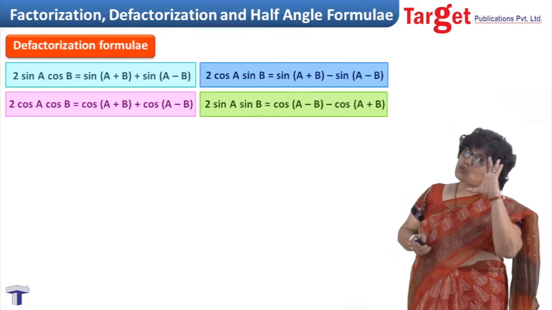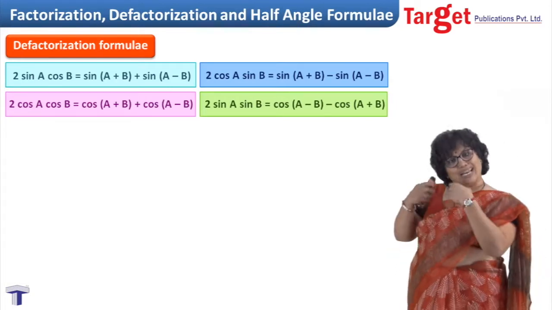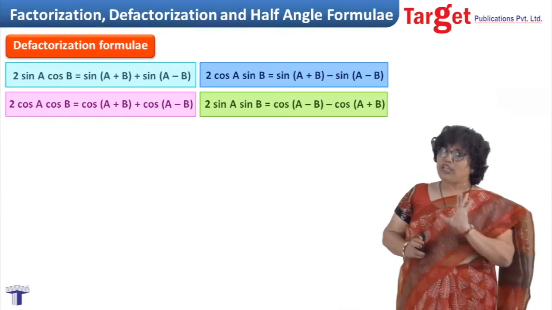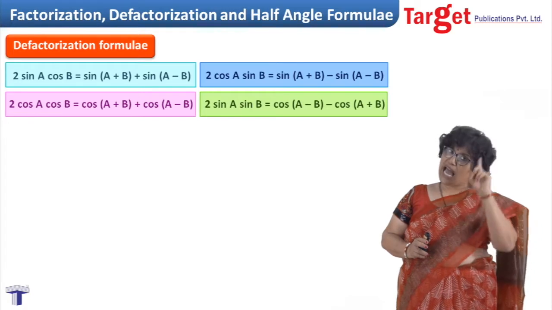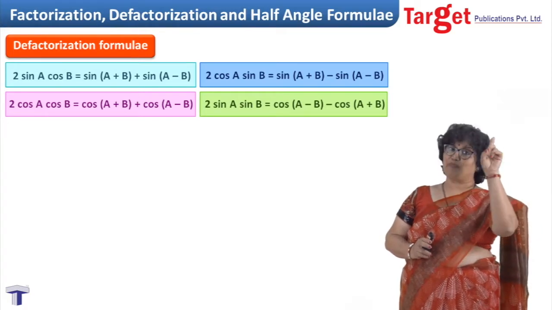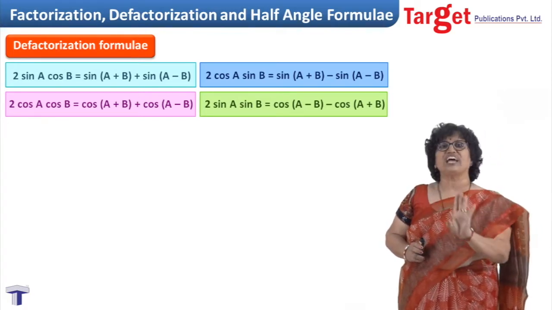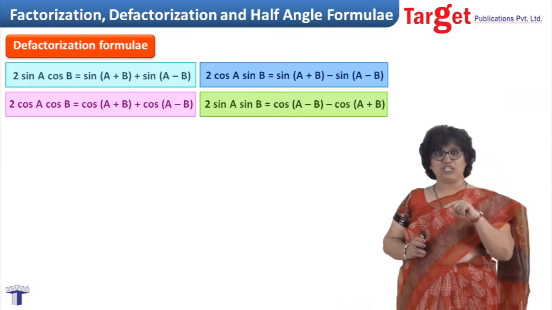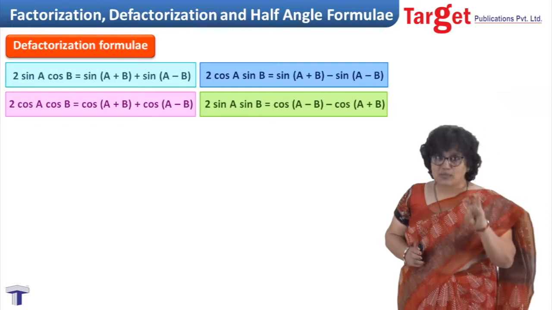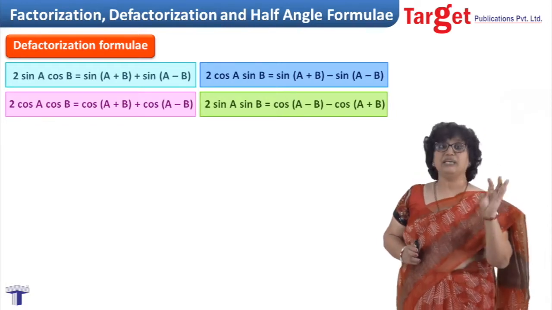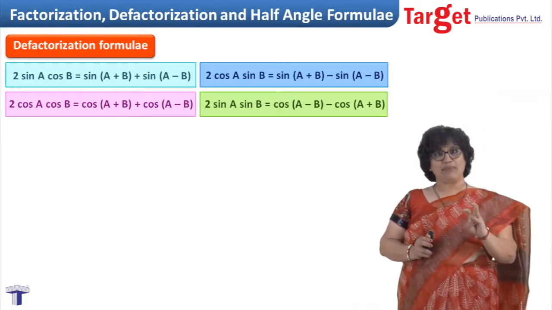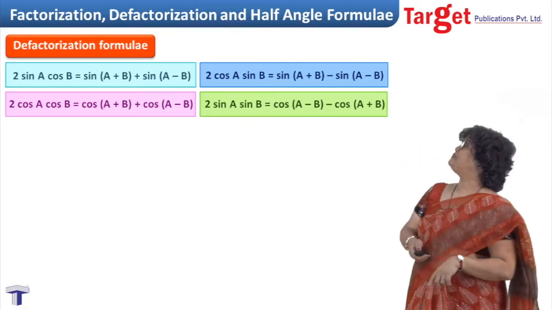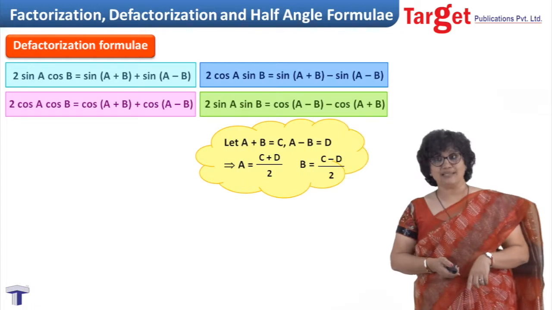Now I want to use these four formulae for the next set of formulae. Before I go there, how many of you have understood that originally the parent ones were just sine A plus B and cos A plus B. We derived sine A minus B and cos A minus B from there. And from sine A plus B, cos A plus B, sine A minus B and cos A minus B, we have found these four. That is the defactorization formula.